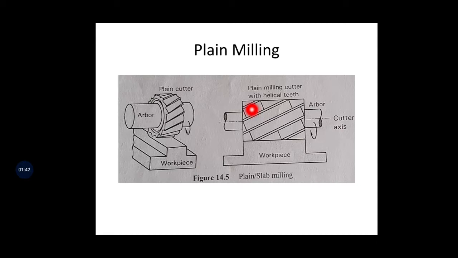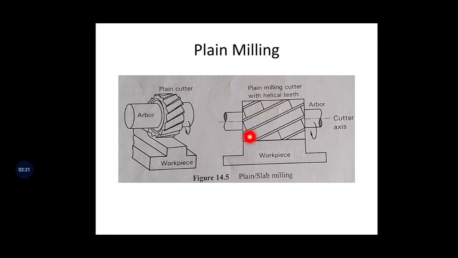The process is carried out on a horizontal milling machine with a cutter having straight or helical teeth formed on the periphery of a cylindrical surface. A plain smooth surface can be produced with this process. A helical tooth cutter removes a greater amount of material than the straight one. Helical means the teeth are crossed, see the crossed teeth. This cutter removes a greater amount of material and produces a smooth surface finish when compared to the straight tooth cutter.